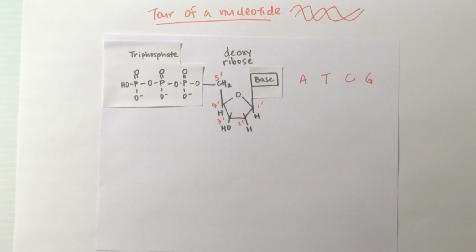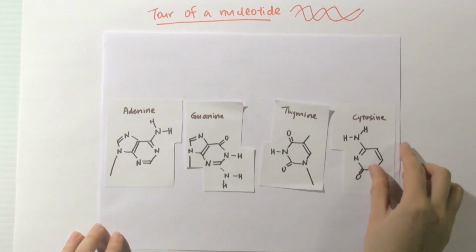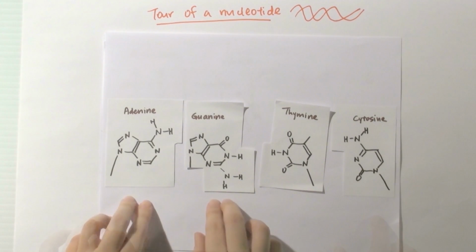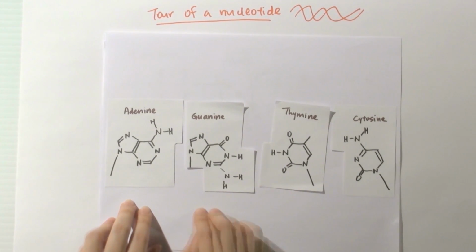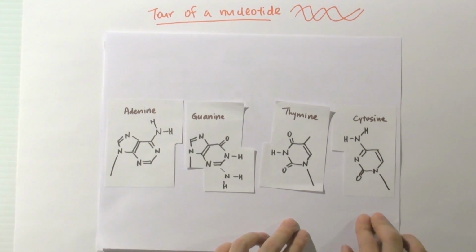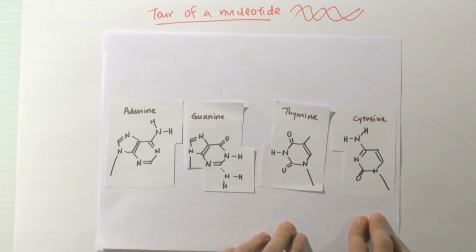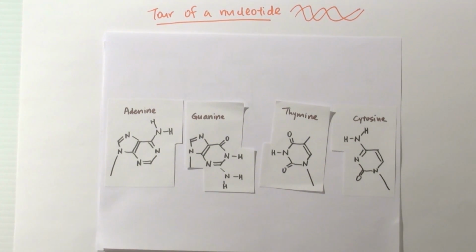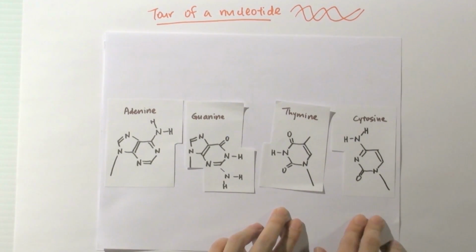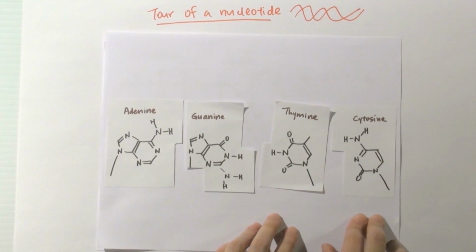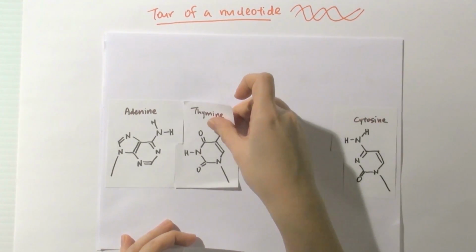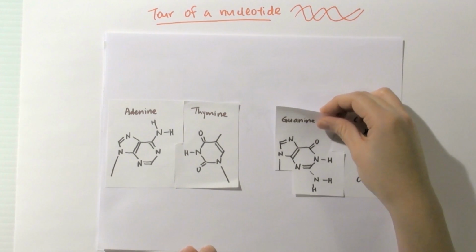So let's take a closer look at your bases. Again, they're A for adenine, G for guanine, T for thymine, and C for cytosine. Adenine and guanine both have 2 aromatic rings, and we call these purines. And thymine and cytosine have 1 aromatic ring, and we call these pyrimidines. So I like to remember that the larger bases have the smaller name purines, and the smaller bases have the larger name pyrimidines. So you might remember that A always pairs with T and G always pairs with C.